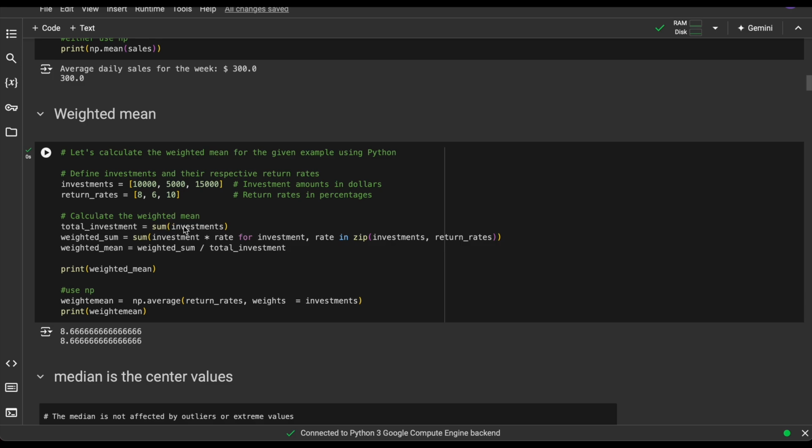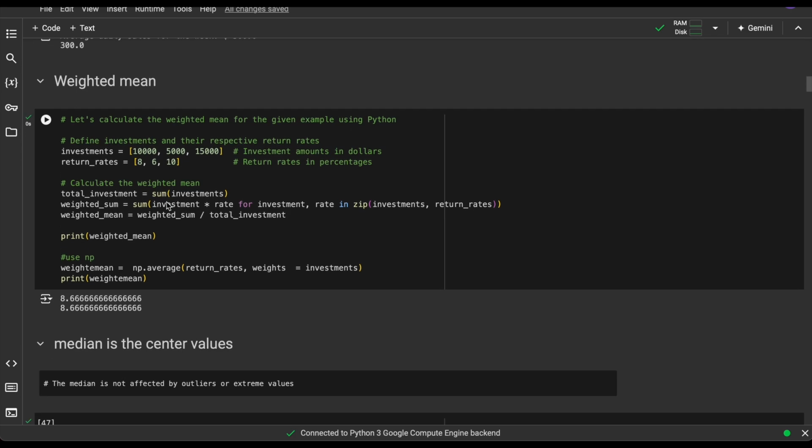Then we calculated the weighted sum of the interest rates, multiplying 1,000 by 8, 5,000 by 6, and 15,000 by 10. This is a weighted sum. In statistical terms, we call these the weighted values: 8 is a weight and 6 is a weight. We multiply the investment values by the weighted values, and then we get the weighted sums.